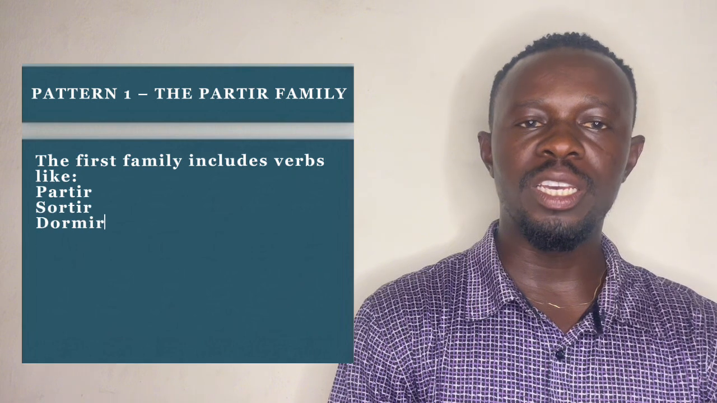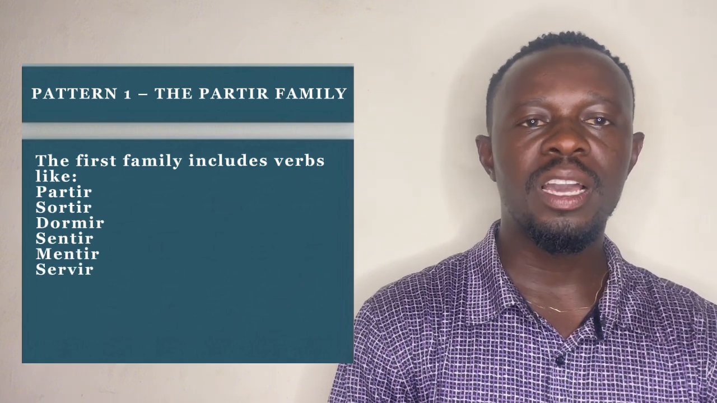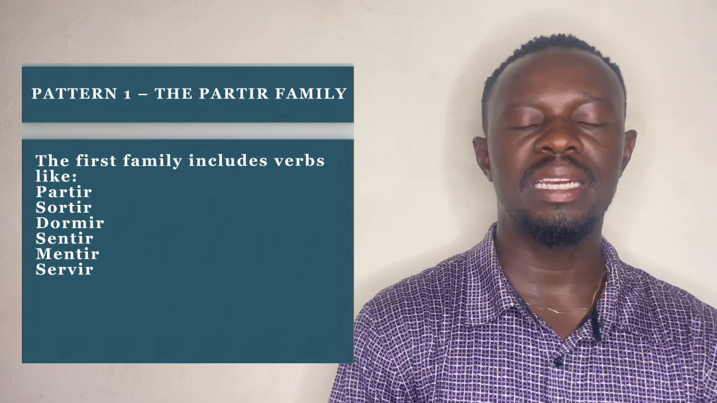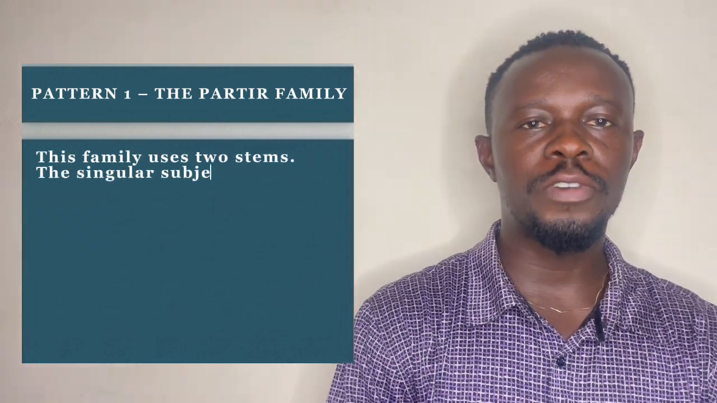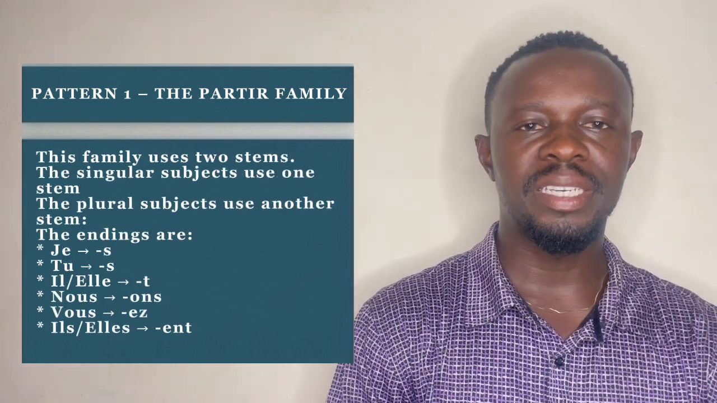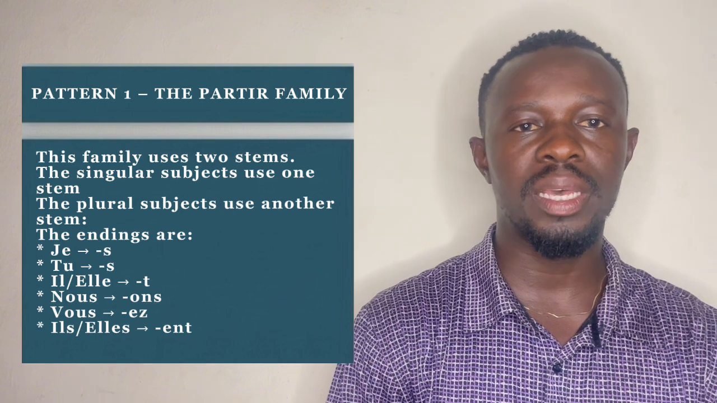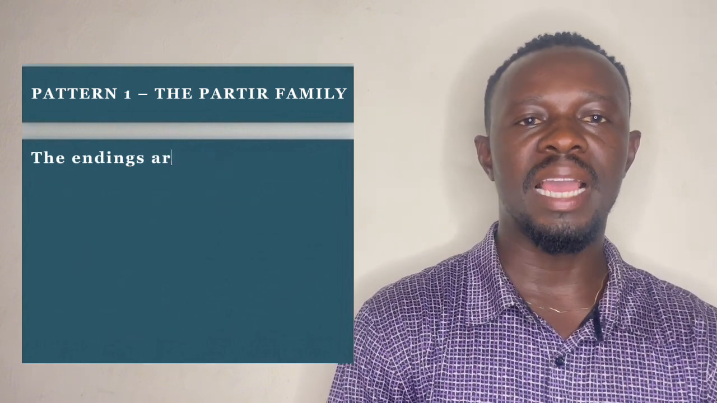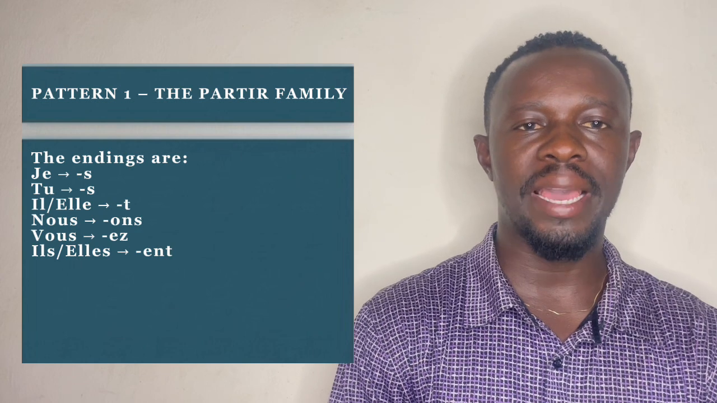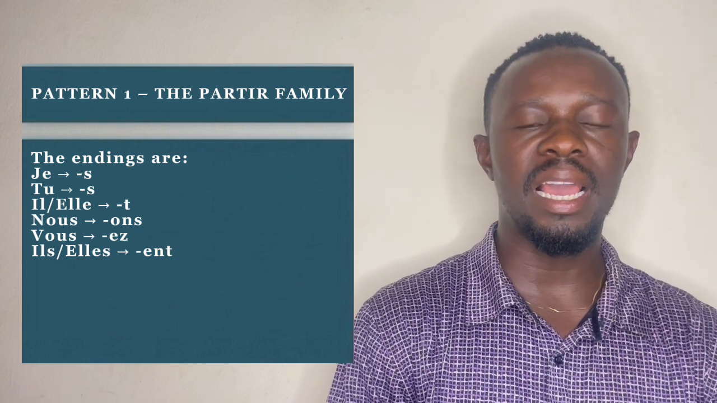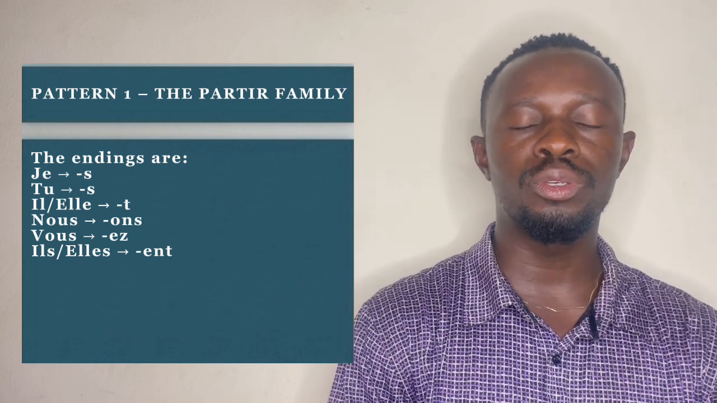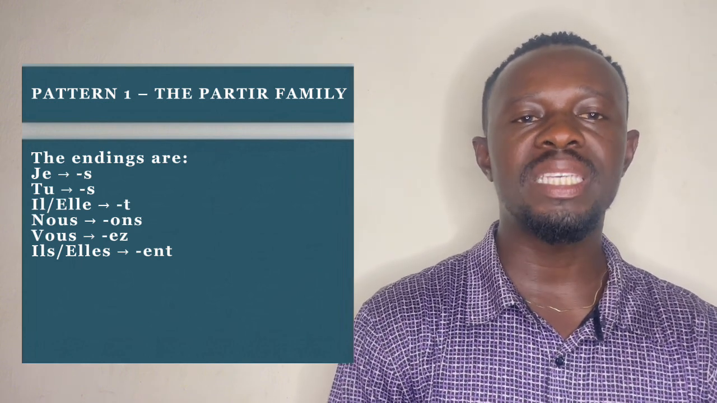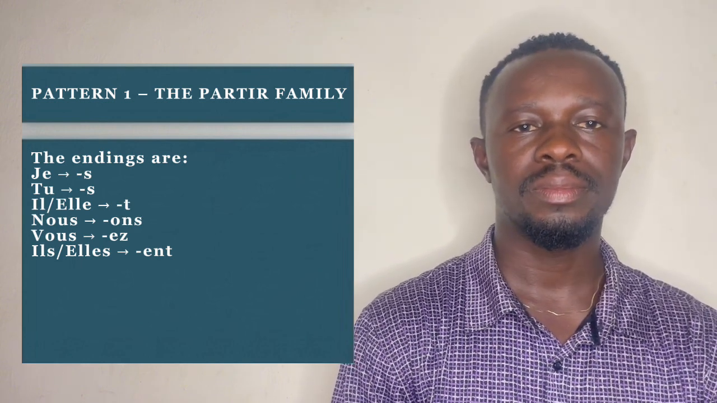The first family includes verbs like partir, sortir, dormir, sentir, mentir, and servir. This family uses two stems. The singular subject uses one stem, and the plural subject uses another stem. And the endings are, for je we use S, for tu we use S, il, elle we use T, for nous we use ONS, for vous we use EZ, and for ils, elles we use ENT.